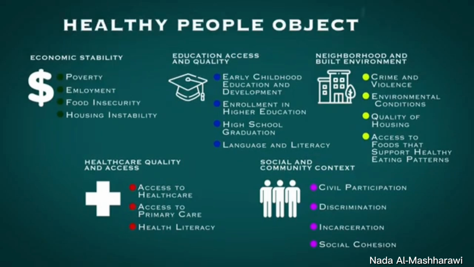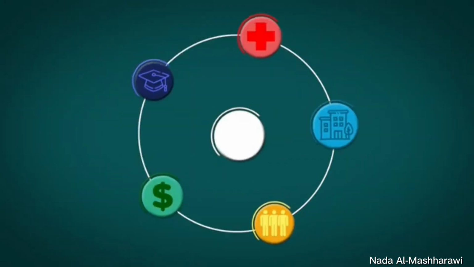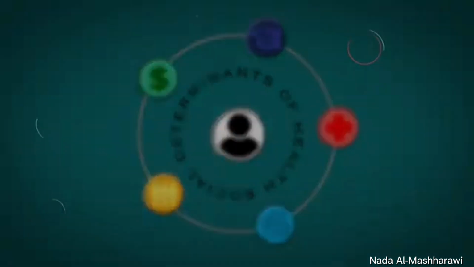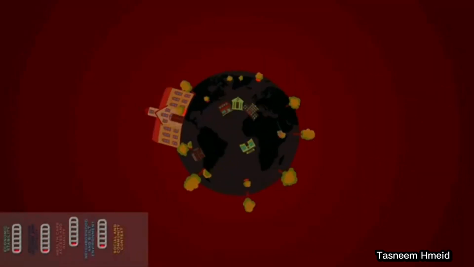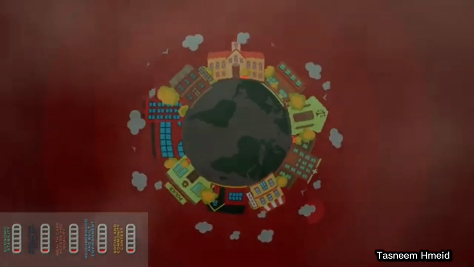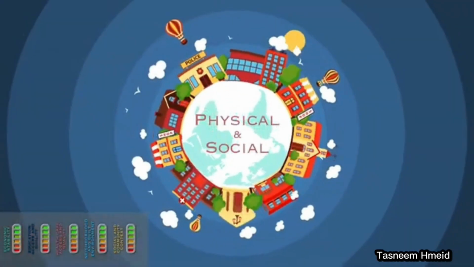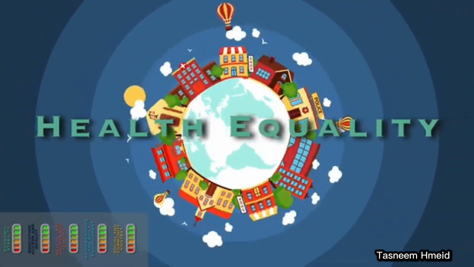This framework is used by Healthy People to set objectives and will likely expand over time. It can help to improve the health of people, communities, states, and nations. The goal of focusing on the social determinants of health is to improve physical and social environments so that there is health equity. We expected to find an impact.